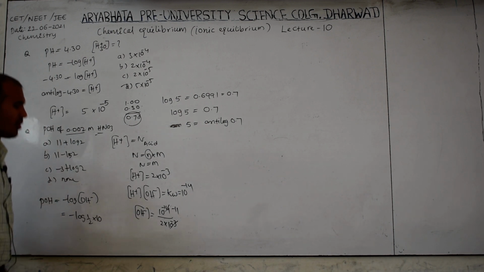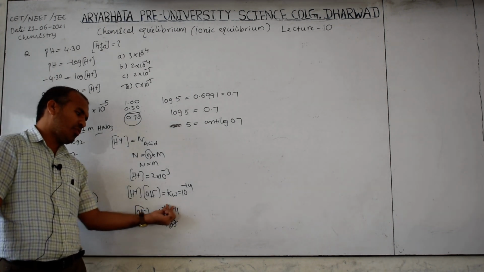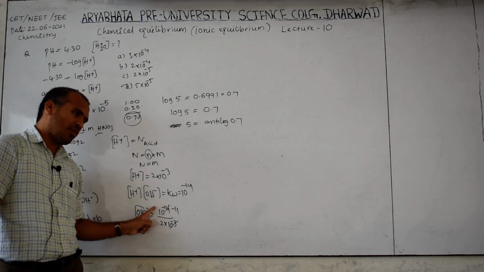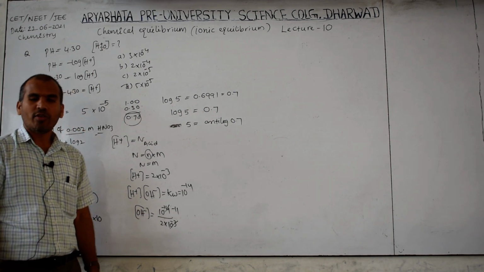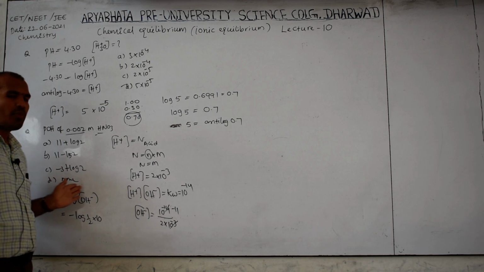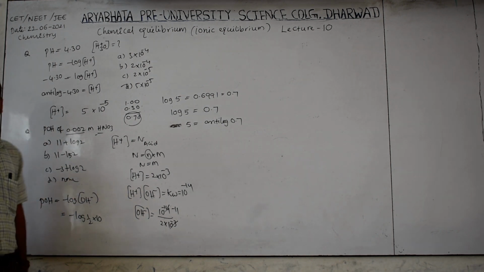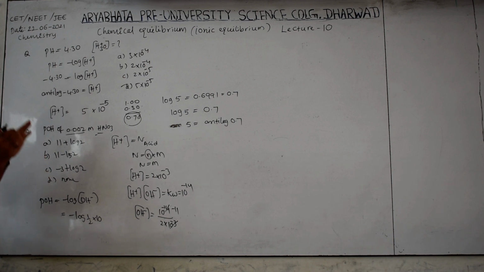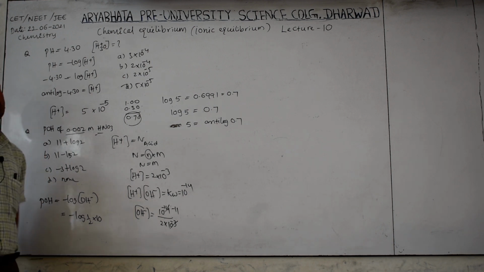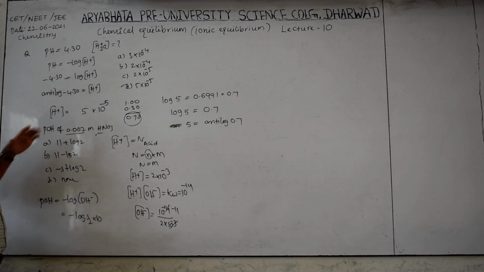Then some students will do this: 10 power minus 11 is there, then 1 by 2 means 0.5. If you calculate again, you get a complicated answer. When you answer in an examination, first read the question, and immediately see all 4 options, because you have to answer based on the options.